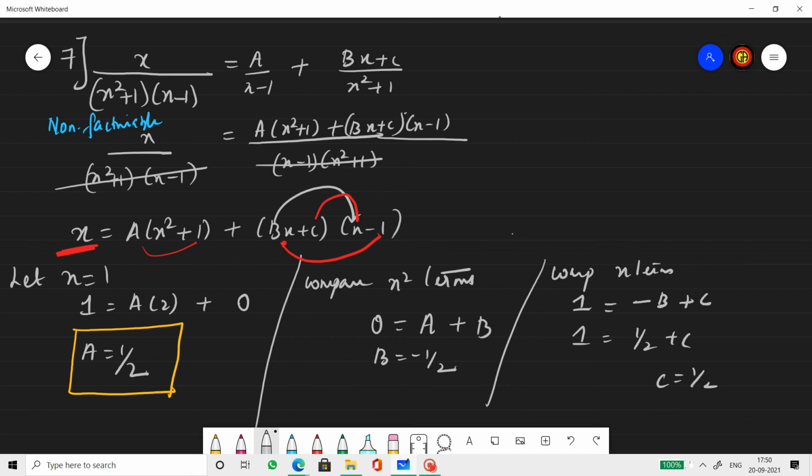Now substitute it back into the question. We get 1 by 2 integration of 1 by (x minus 1) dx, plus minus 1 by 2 x plus 1 by 2 by (x square plus 1) dx.